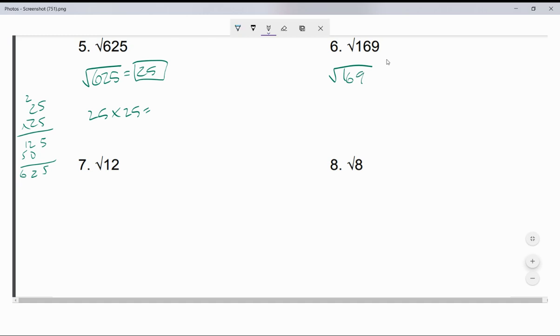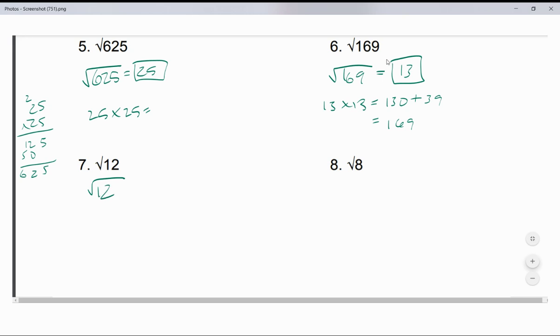Same goes for number 6. Maybe try 13, right? That would be 130 plus 39, right? 169. So this is 13. Just try out different numbers. It'll come out.